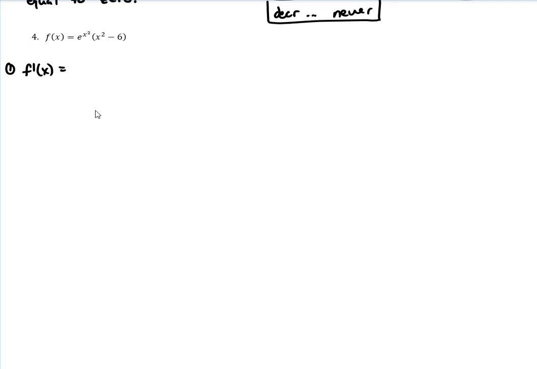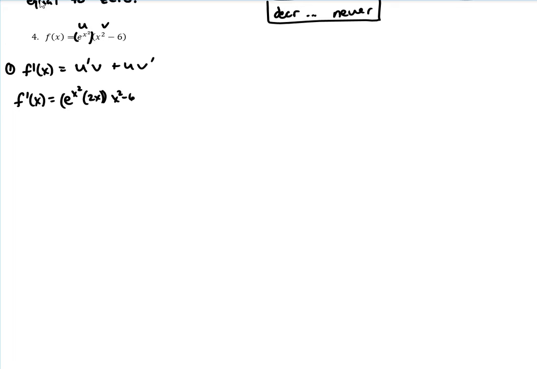So f prime of x is, okay, so this looks like a product. I mean, it is a product, e to the x squared times x squared minus 6. So I'm going to use my u and v, and I'm just going to write this out as u prime v plus u v prime. And now let's start to plug those in. All right, so the derivative of u. It's an exponential function. The way I do those is I copy the same thing, e to the x squared. So the derivative of e to the x squared is e to the x squared times the derivative of the power. The derivative of the power is 2x. So that's the u prime.